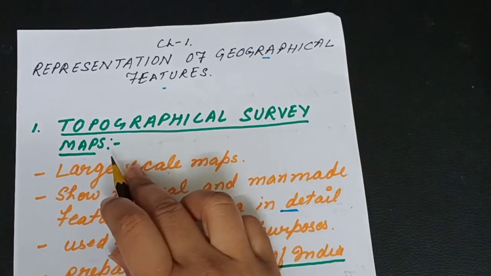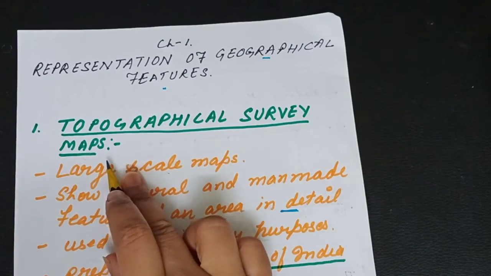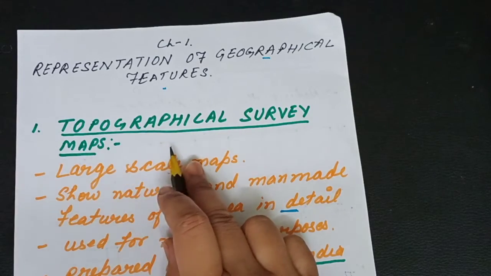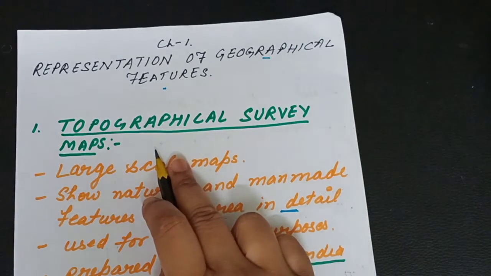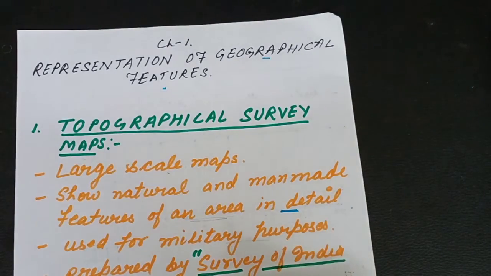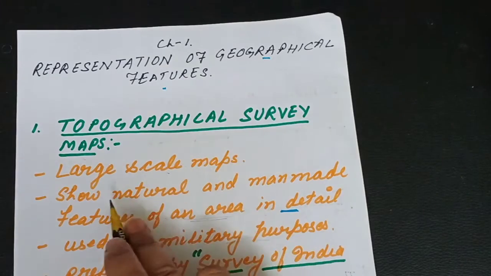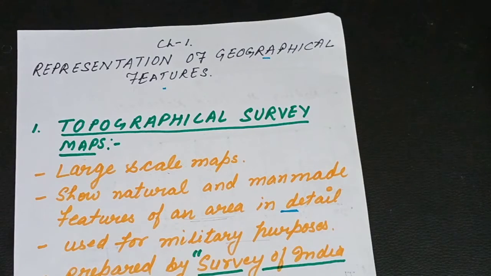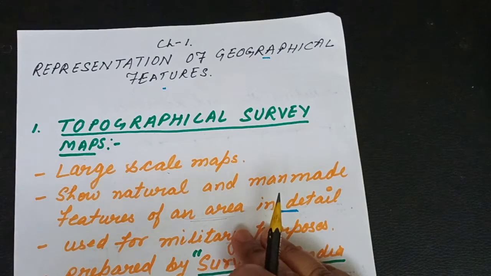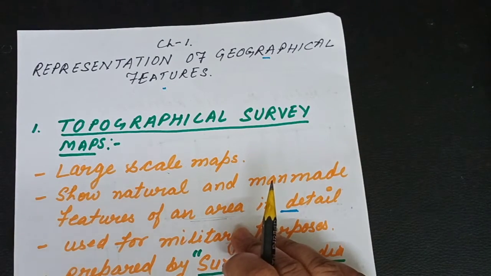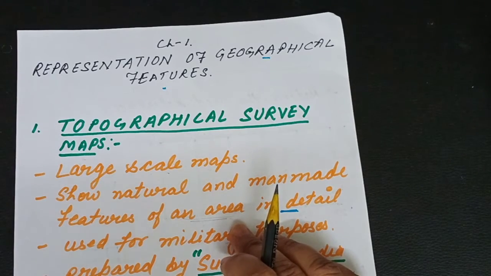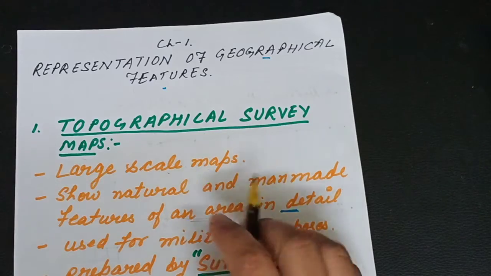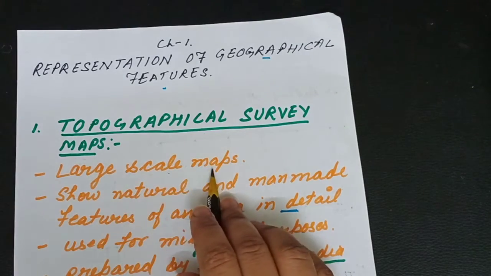So the first topic of this chapter is topographical survey maps. These maps are also called topo sheets, and these maps are drawn on large scale. So these are large scale maps. Now what are the large scale maps? Large scale maps are the maps which are drawn for a small area and show us large detail of that area.